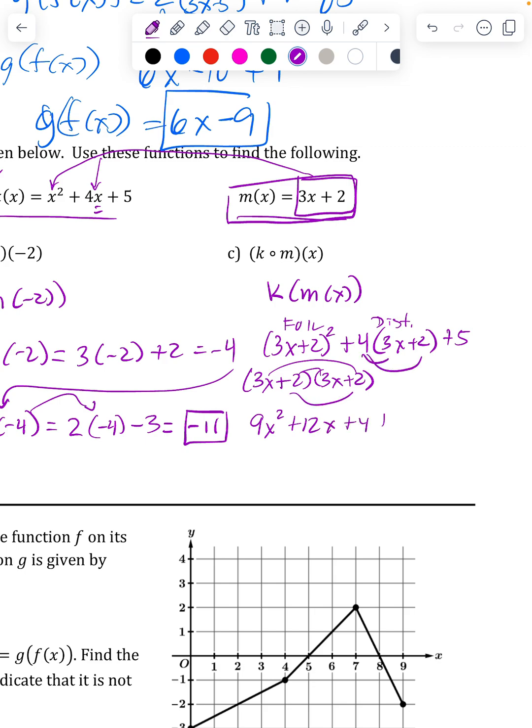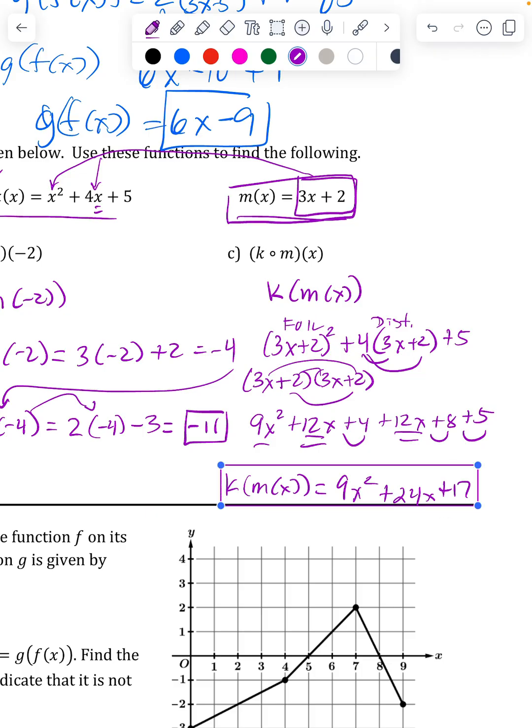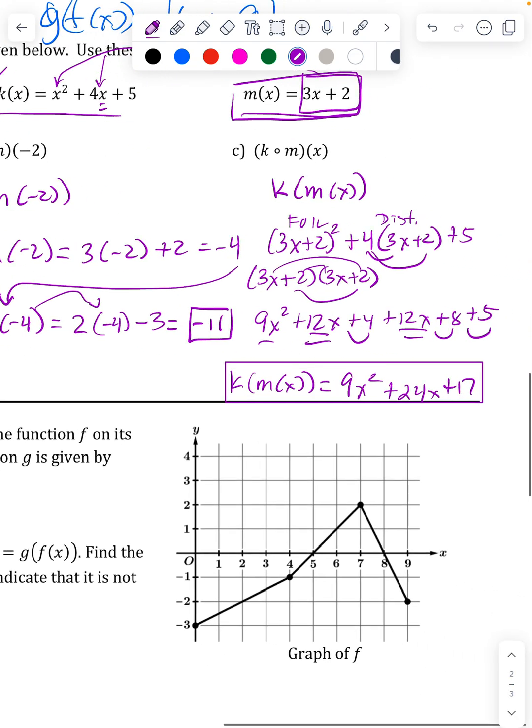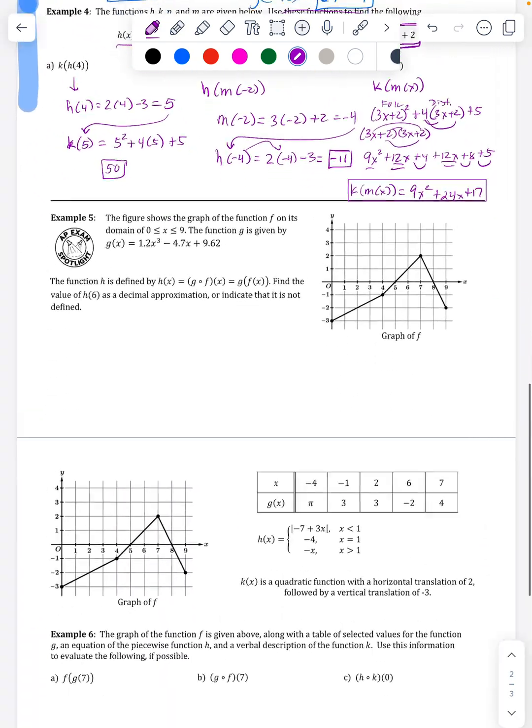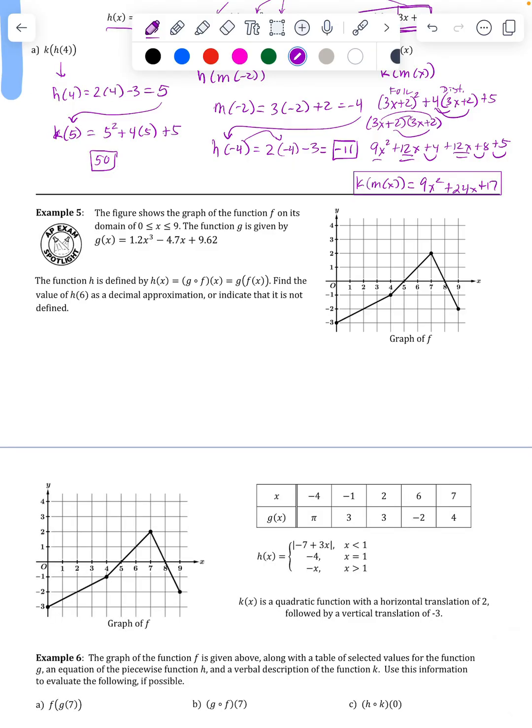Here, distributing my 4, I get a 12x plus 8, and I have that 5 kind of chilling at the end. So when this gets cleaned up, I'm going to have just my 9x squared, 12x plus another 12x is going to be 24x, and then 4 plus 8 plus 5 is going to be plus 17. So not impossible, just kind of a lot of work, but certainly all doable and absolutely something you need to know how to do. All right, let's take a look at this, because this is going to start giving us the information in different ways. It's not hard, it's just different.